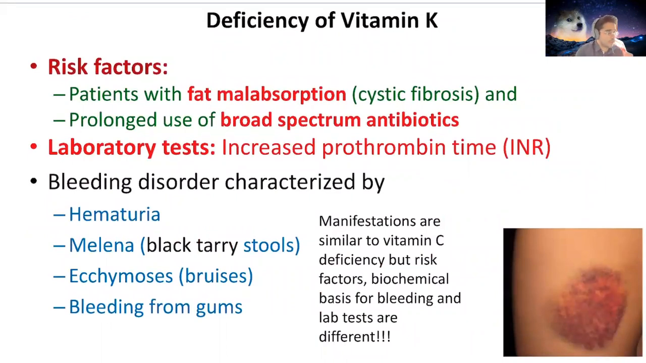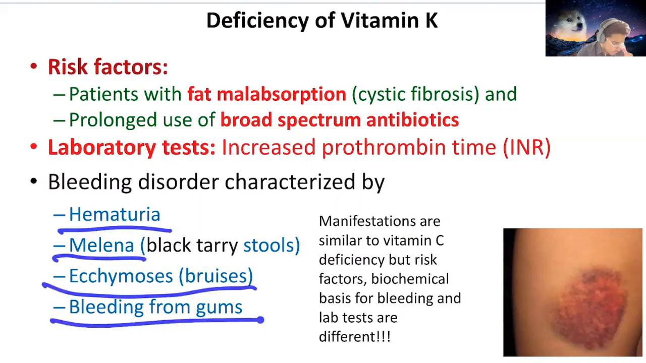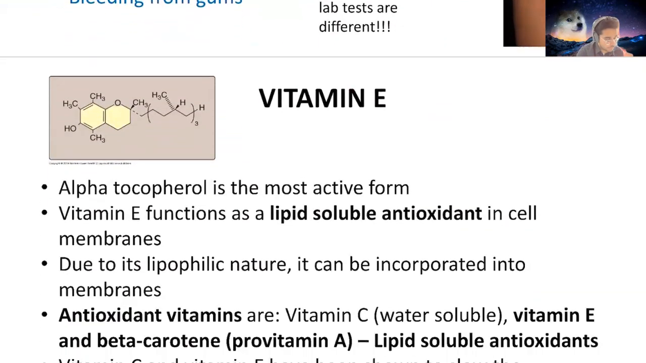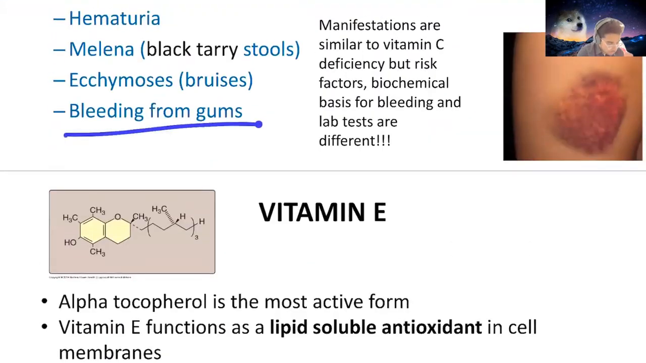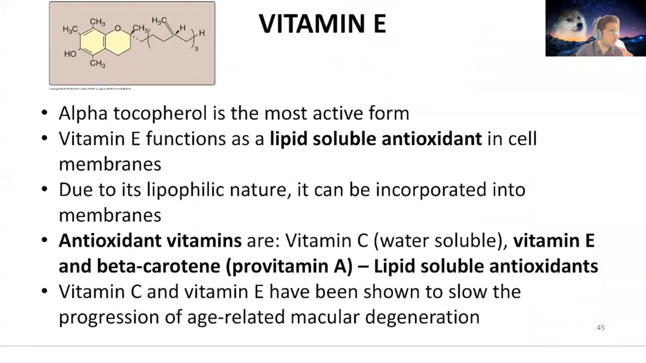Prolonged use of broad spectrum antibiotics, because your gut flora gets messed up and you can't really bring in a lot of these things. Laboratory test, INR, okay? INR, very important, and the international scaling for it. Hematuria, melena, and ecchymosis, as well as bleeding from the gums, buzzword heavy. Bleeding from the gums can also be vitamin C deficiency, so don't get it twisted. You got to make sure you read the question stem for vitamin C deficiency as well.